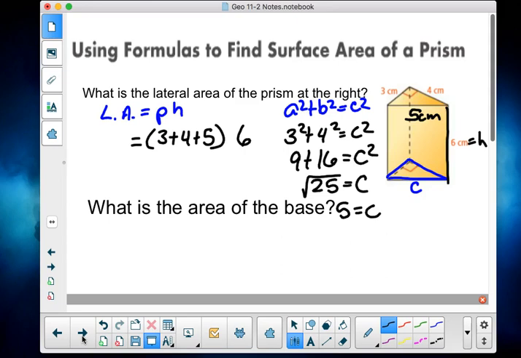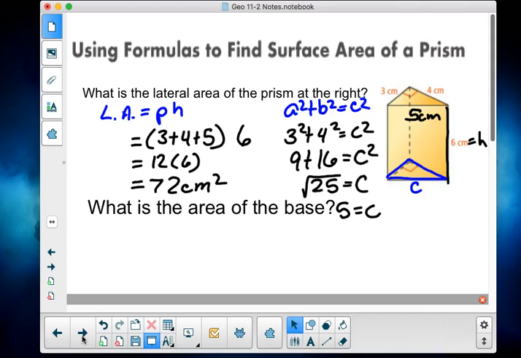Okay, so I've got my height right there. And now I've got 3 and 4 and 5. That's going to be 12 times 6. And that's going to give me 72 centimeters squared. Now that's the wraparound. I want you to think in soup label as I go around that.